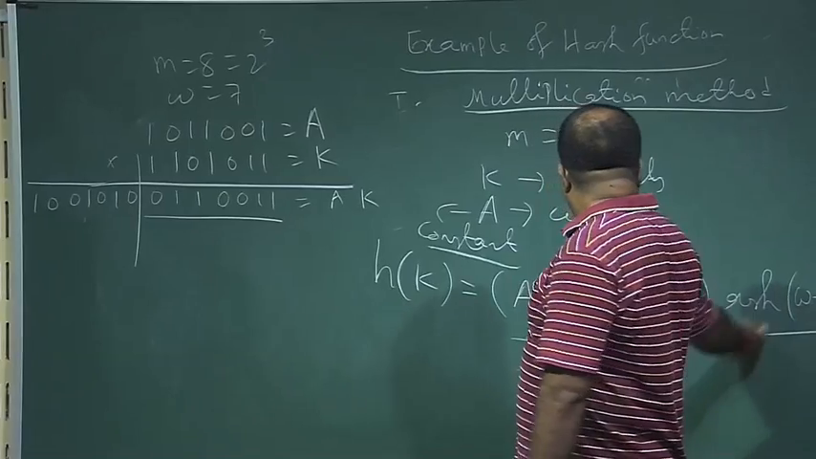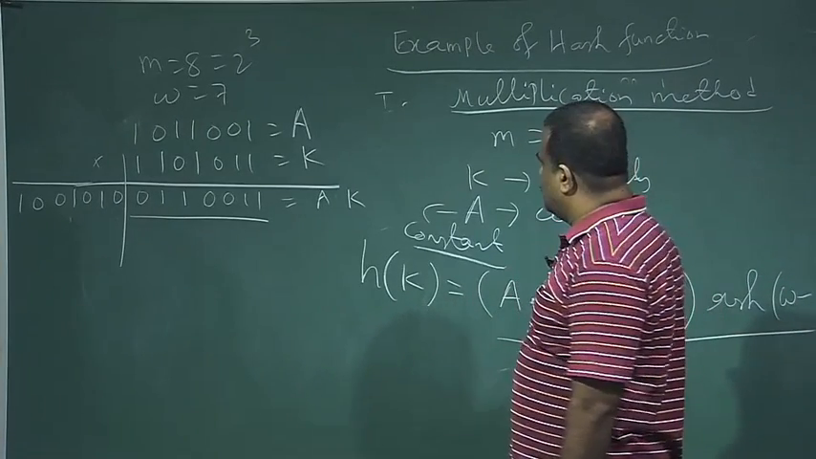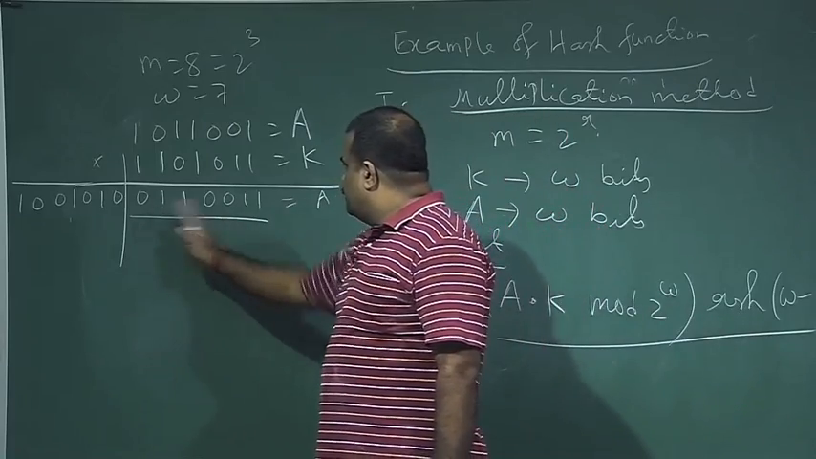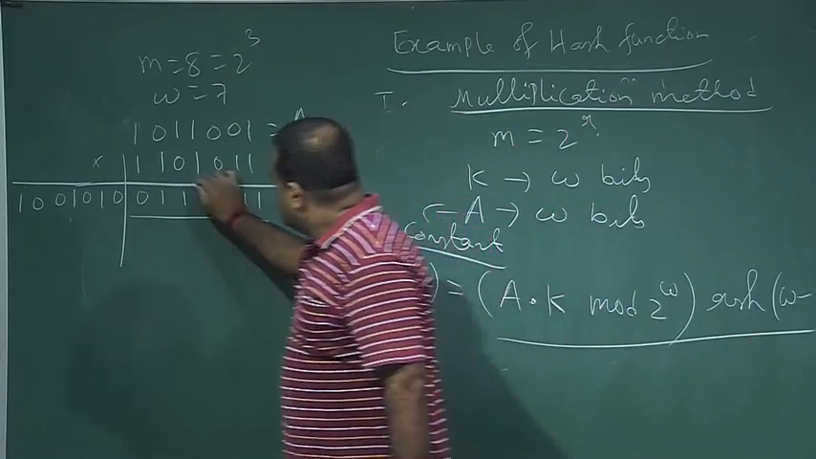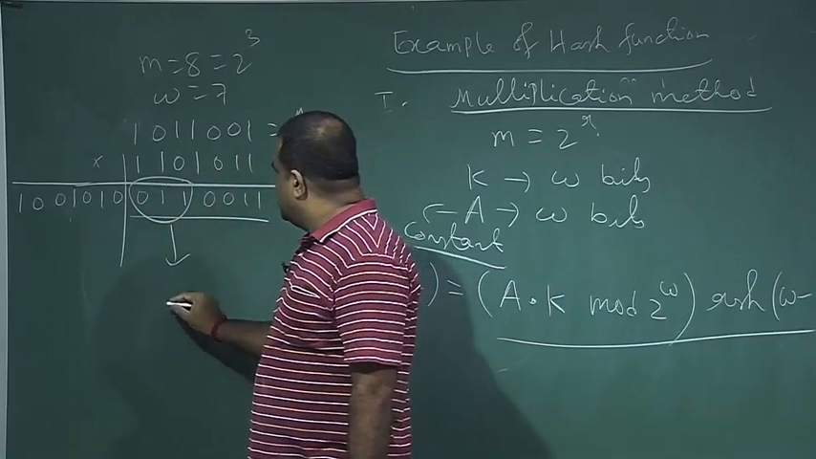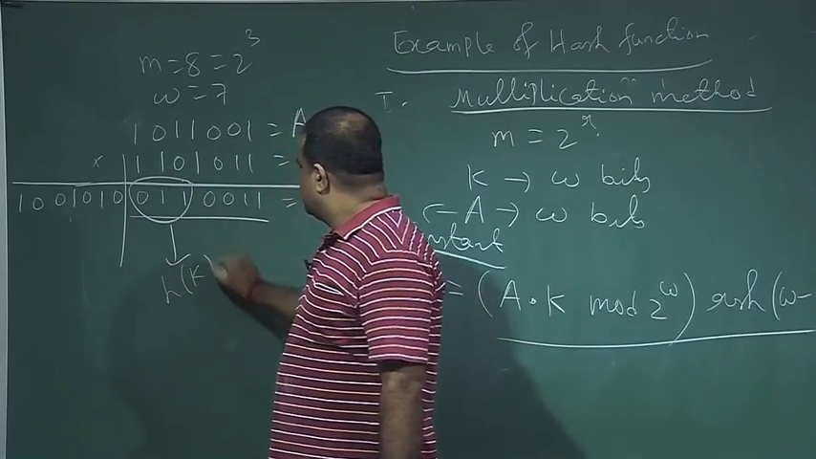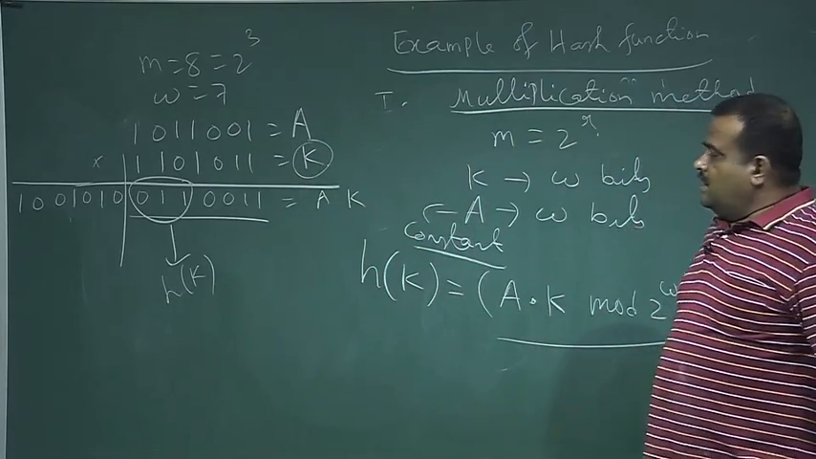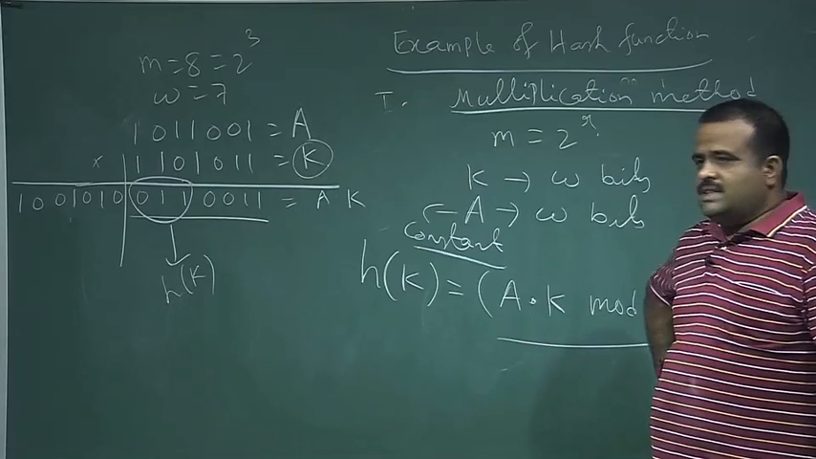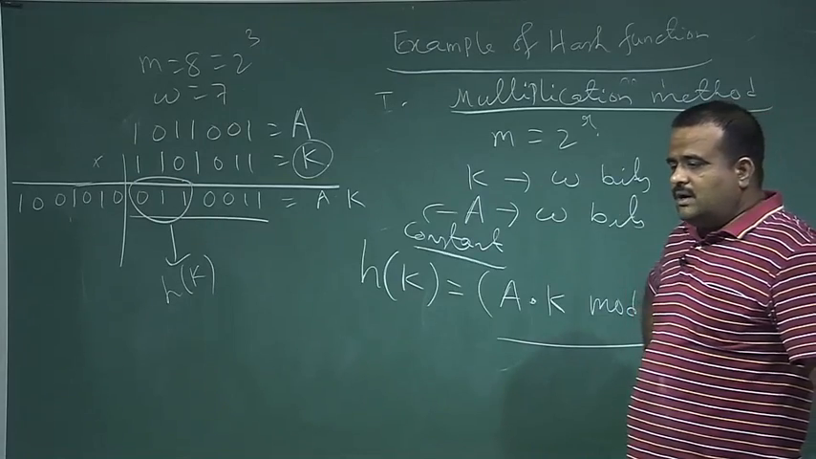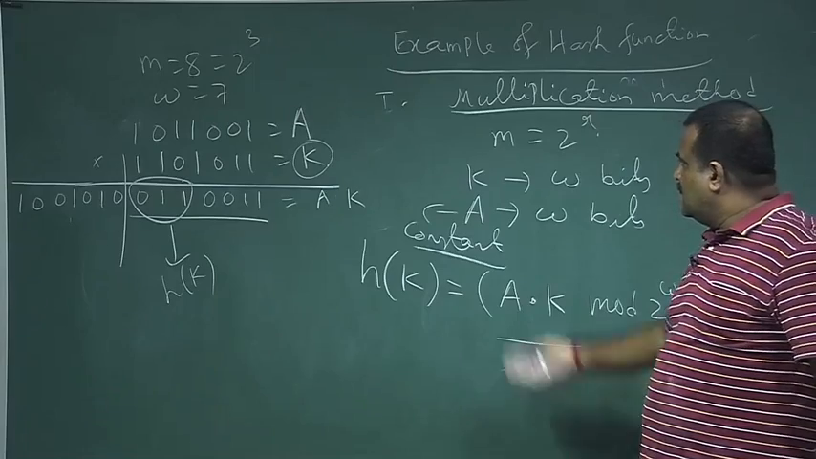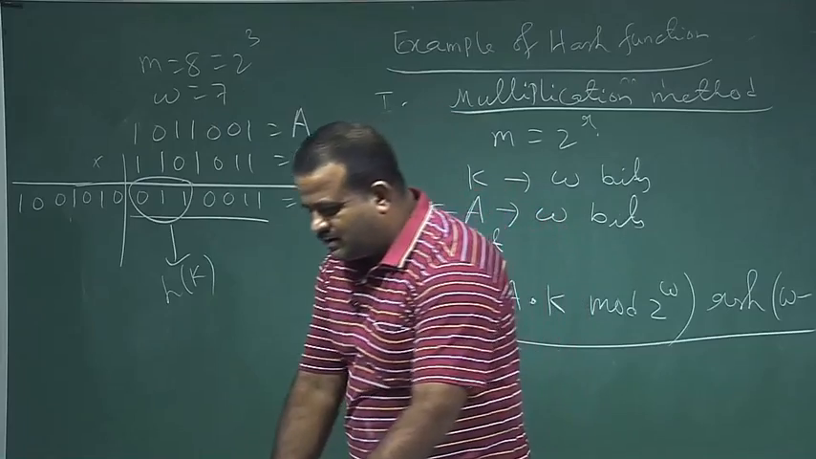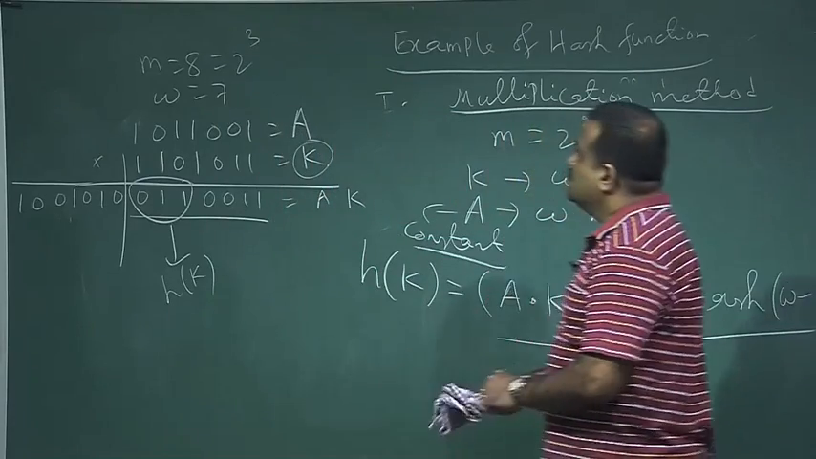Now, we apply the shift of w minus r. W minus r means 4, so 4 times we do the shift, sorry, right shift. If we shift, this is gone, this is gone, this is gone, this is gone, and only this one is left. So, this is basically our h of k for this k. Okay. So, this is the multiplication method, and here we are allowing m to be 2 to the power r. There are other examples of hash functions we can discuss later on.